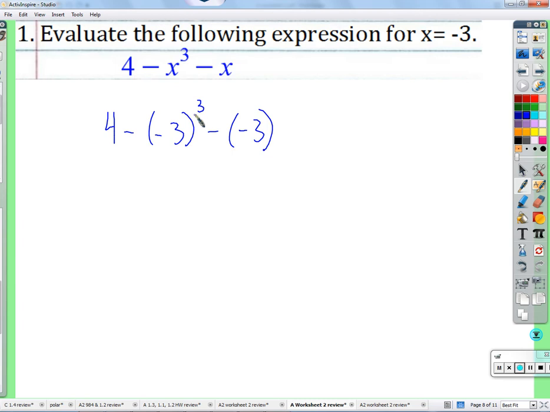So you got exponents, right? That's going to be first. So we're going to take negative 3 to the third, which means we're going to multiply what? Negative 3 times negative 3 times negative 3. Negative 3 times negative 3, positive 9. Okay. Negative 3, negative 27. I'm going to go ahead and write plus 3. Is that all right? Then 4 minus a negative 27. That's 4 plus 27 plus 3. Like 34 to me.